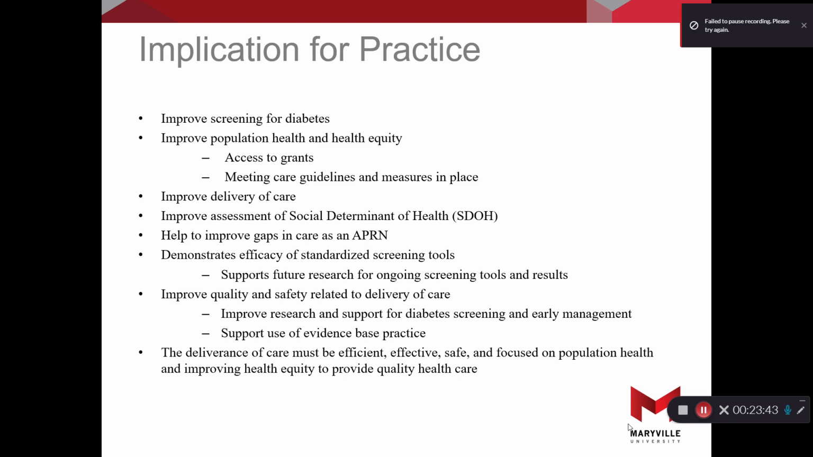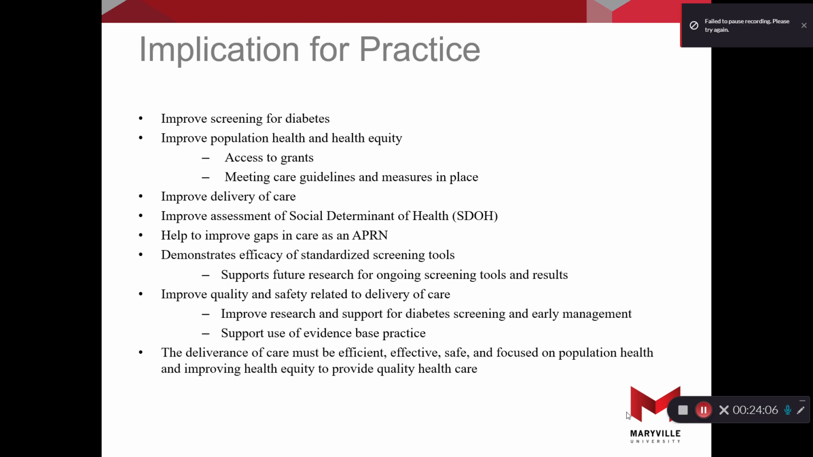Demonstrate efficacy of standardized screening tools. It supports future research for ongoing screening tools and results. Improve quality and safety related to delivery of care. Improve research and support for diabetes screening and early management. Support the use of evidence-based practice as well. The delivery of care must be efficient, effective, safe, and focus on population health and improving health equity to provide quality health care.